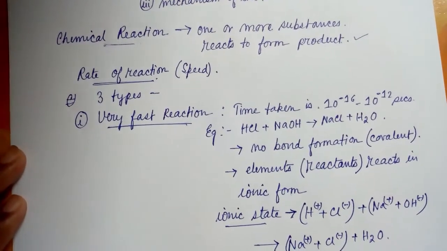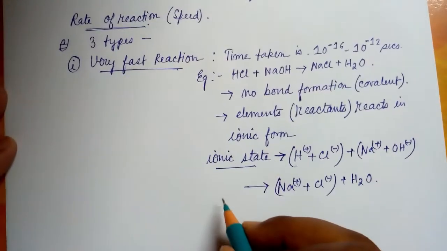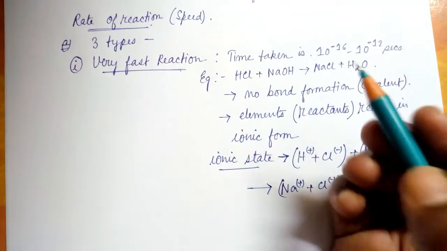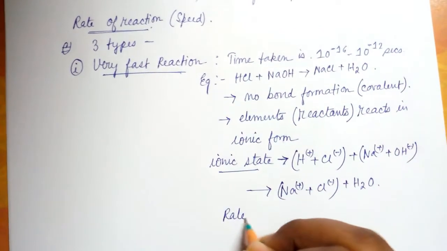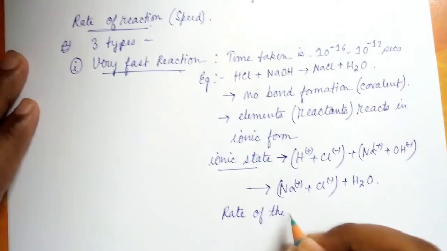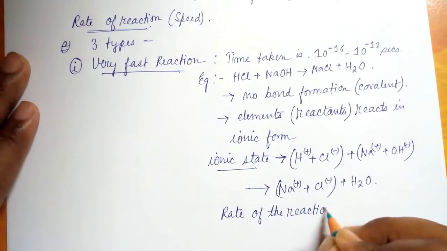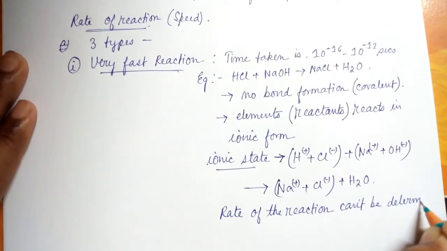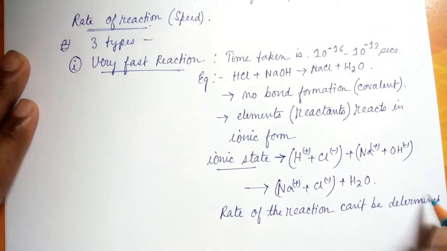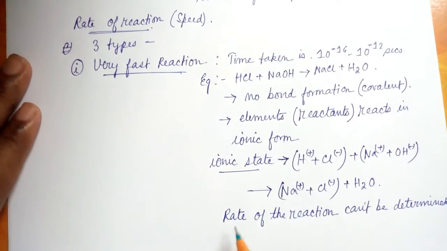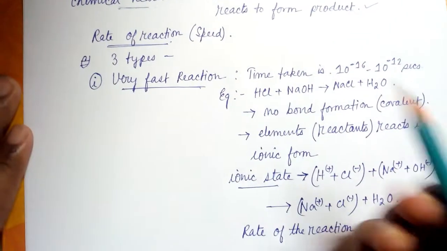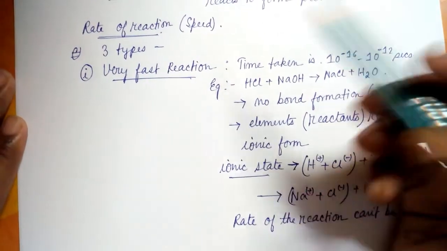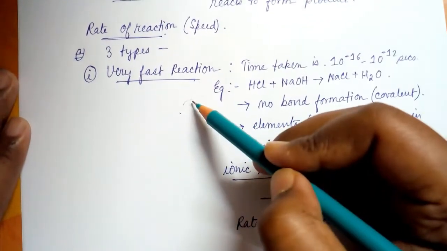Done. Now we are talking about chemical kinetics, that is determining and describing the rates of the reactions. As this is a very fast reaction, the rate of this reaction can't be determined. So we are not talking about these reactions in further chapters, like for the numericals or getting an example and describing this topic. We do not consider this type of reactions.